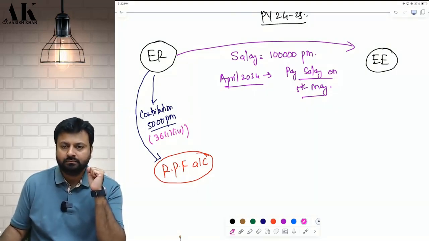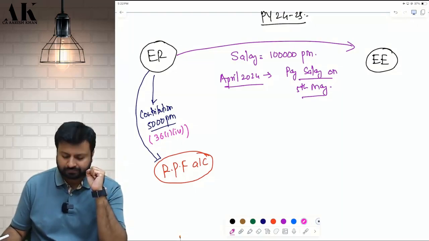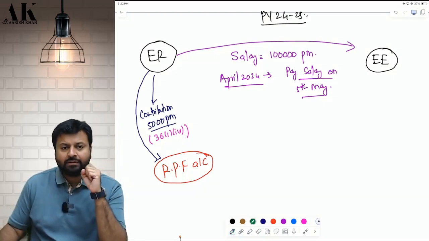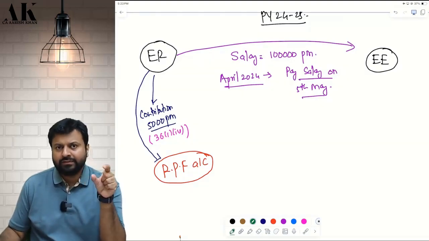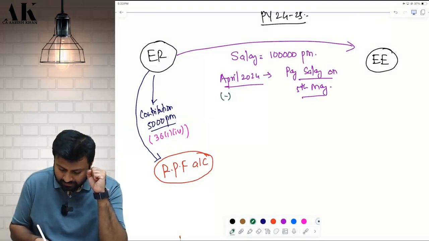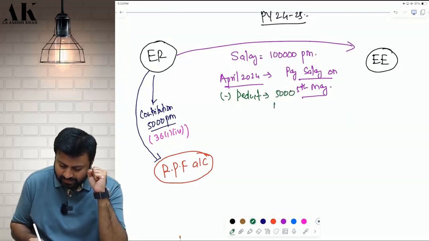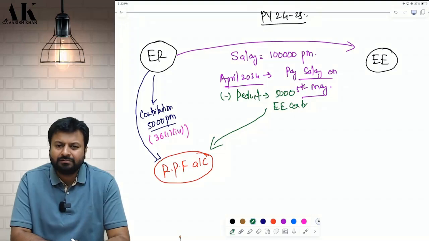Okay. And it's very simple, na? It is my contribution. I will take that deduction. But there is one more thing which goes to this RPF account. What is that one more thing? That one more thing, yes, which goes to this RPF account is the employee's contribution, which I will deduct from his salary. Yes or no? Say 5,000 rupees I have deducted as employee's contribution. That also will go to the RPF account. Correct or not? Please tell me.